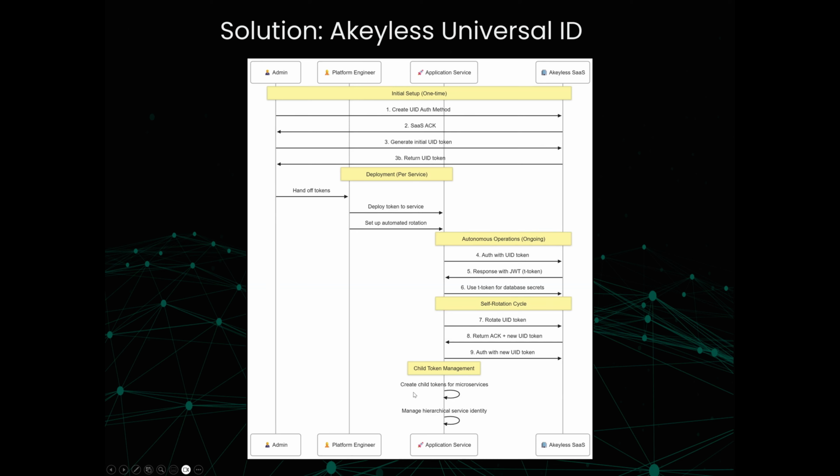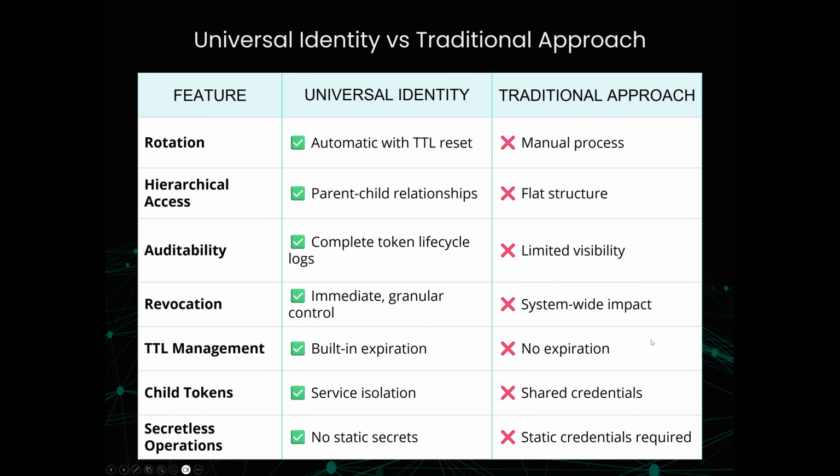Now, in addition to this, we have this concept of hierarchy. So you can actually create child tokens for microservices and then manage the hierarchy of the service identity. And basically, we'll talk about this more in the demo, but this is very useful where you can have one application that has multiple microservices, and you want to isolate the identities of these microservices, so you can generate child and grandchild tokens for those microservices.